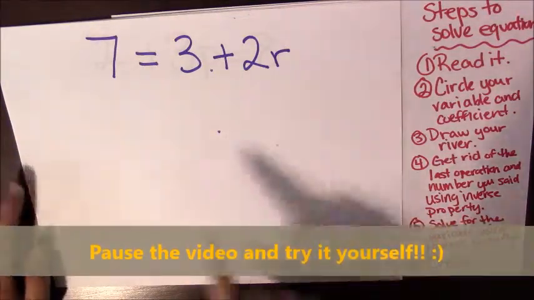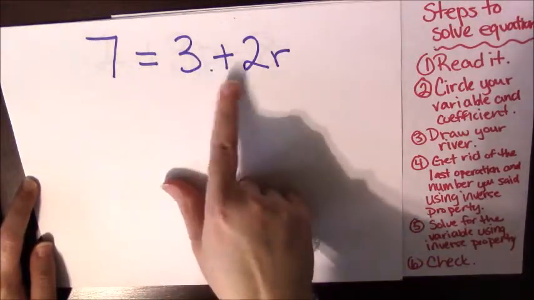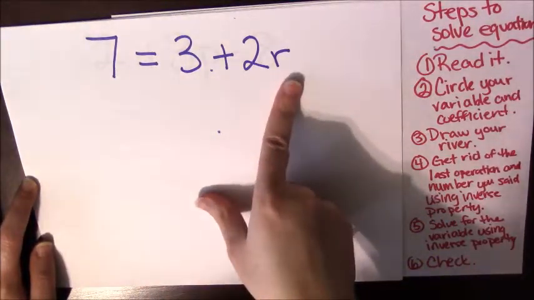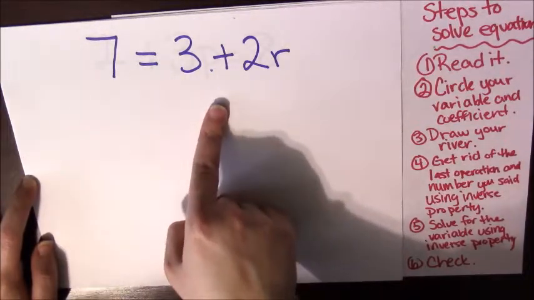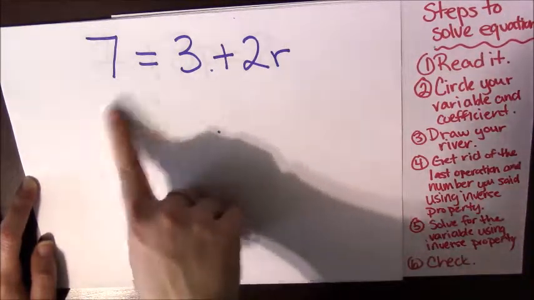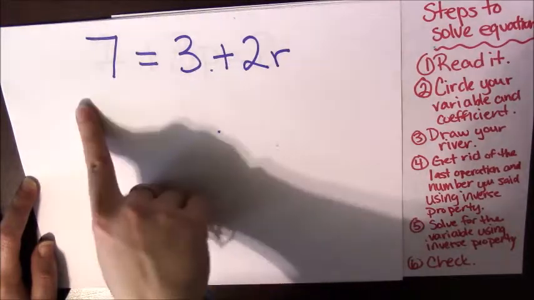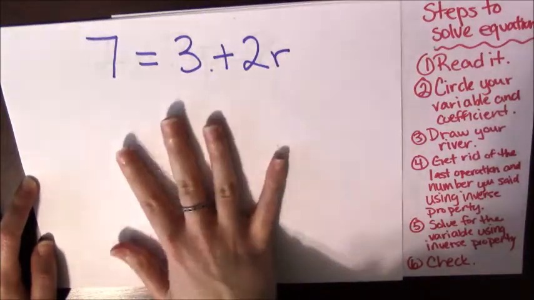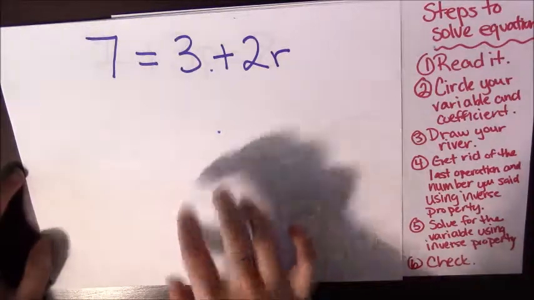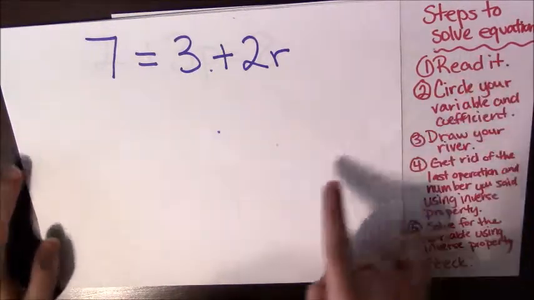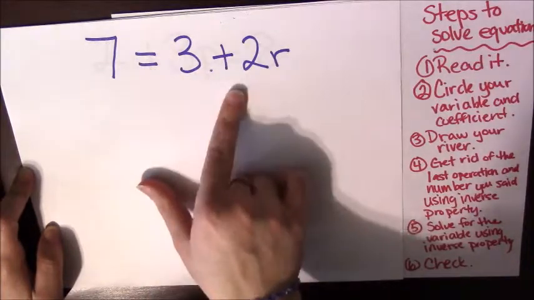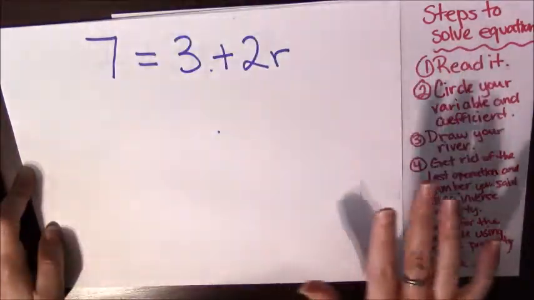Okay, next problem we have is 7 equals 3 plus 2 times r. Here, if you notice, I have flipped the equation. This is what we call symmetric property. It says if a equals b, then b equals a. We can switch it, it's fine, it's the same thing, don't have to worry about it. So now let's go through our steps. The first thing says to read it, which we already did. 7 equals 3 plus 2 times r. We solve it the same exact way.